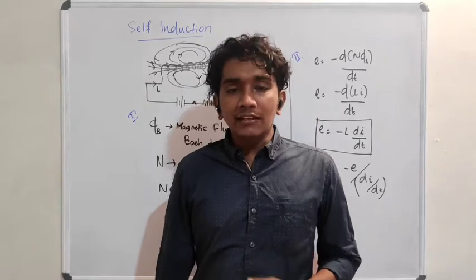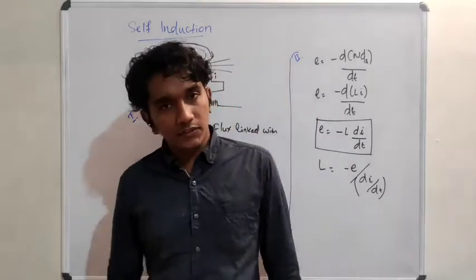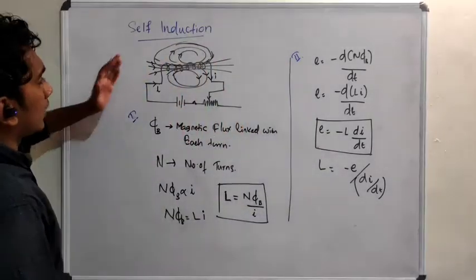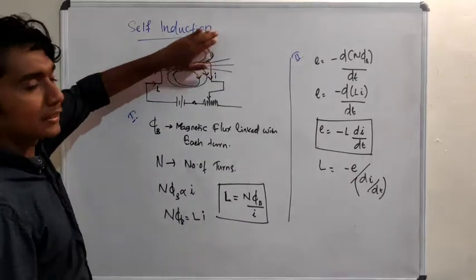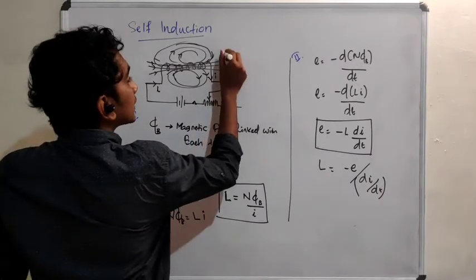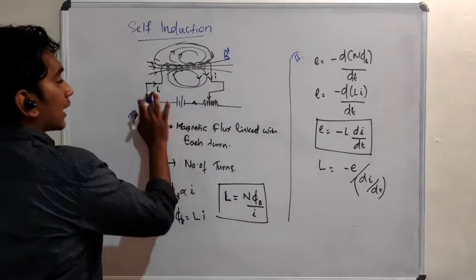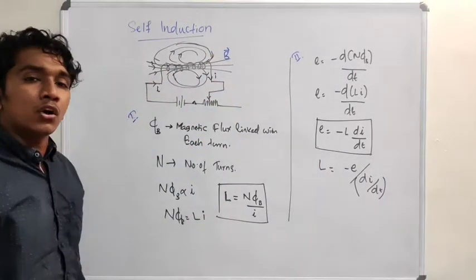Alright, so self-induction, let's continue the discussion on self-induction. As I told you, there is a circuit, a coil, and the magnetic field is represented here, and the current is passing through it. Okay, so let's talk about this one.